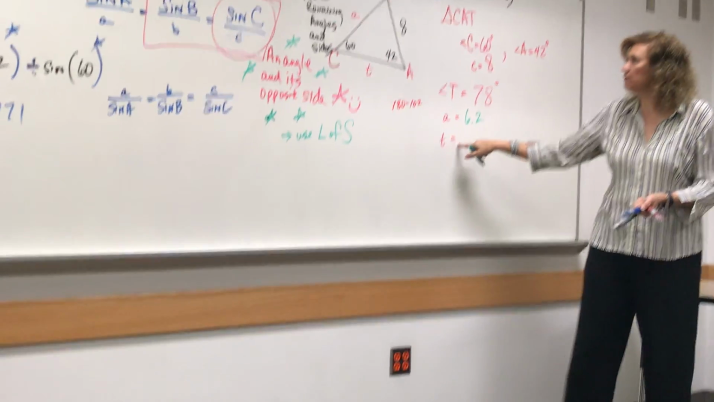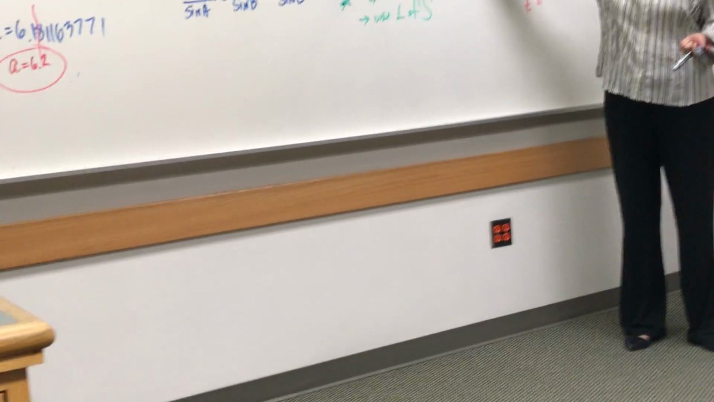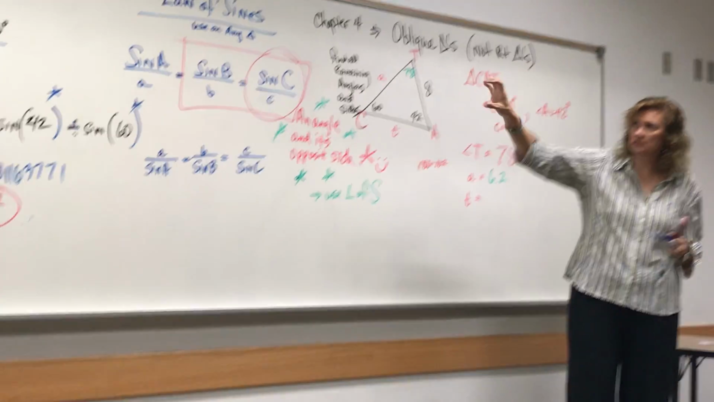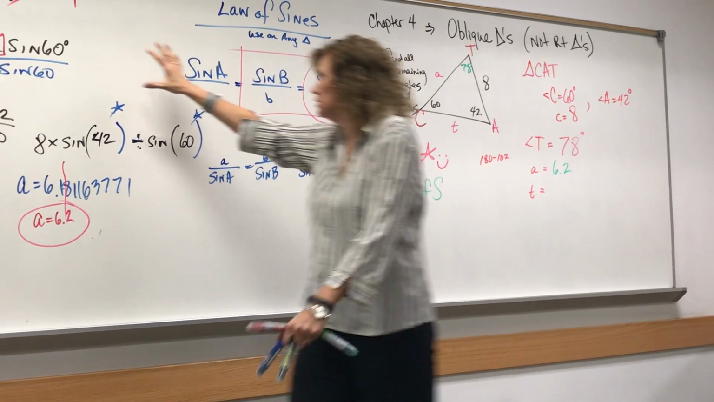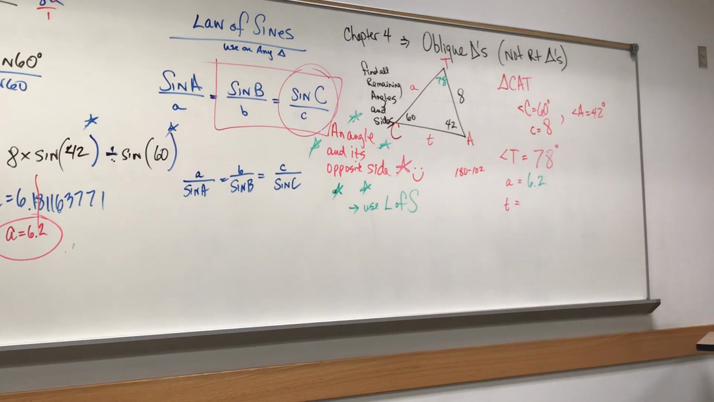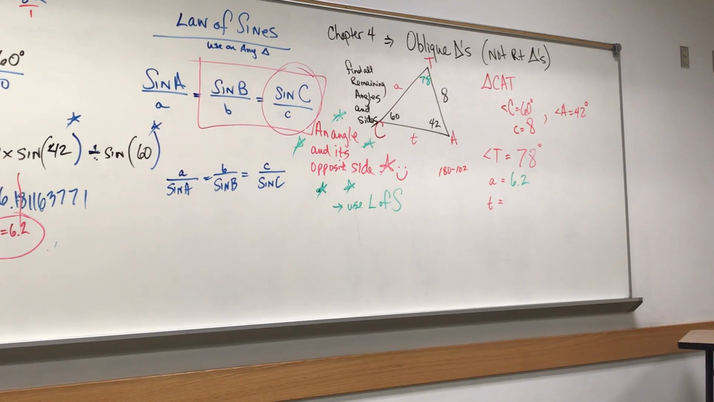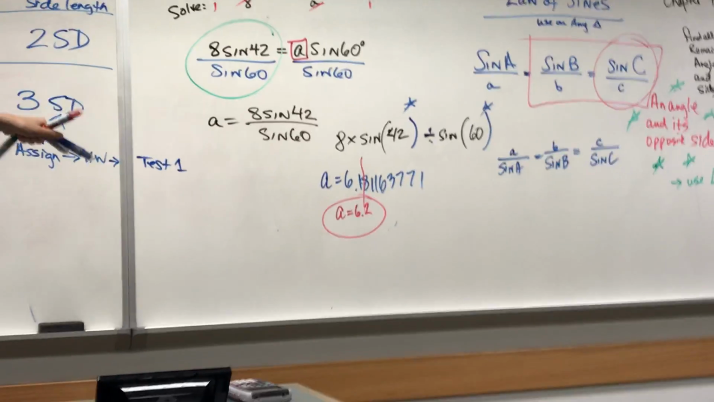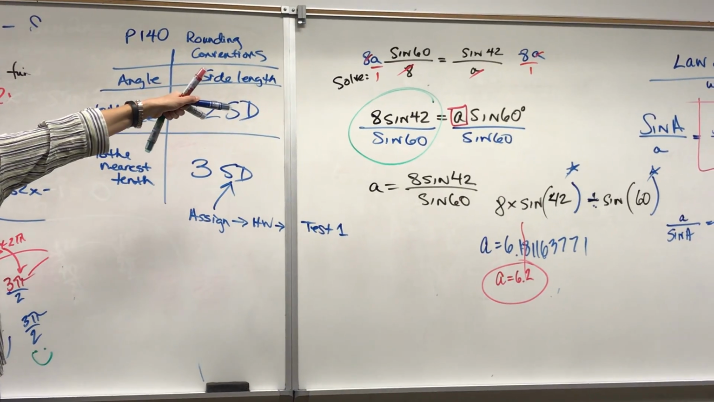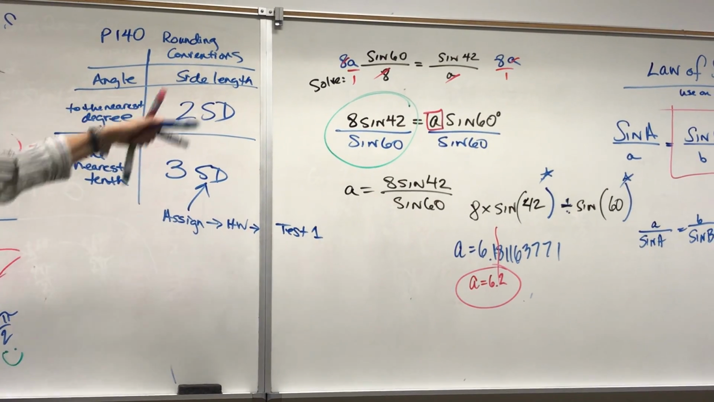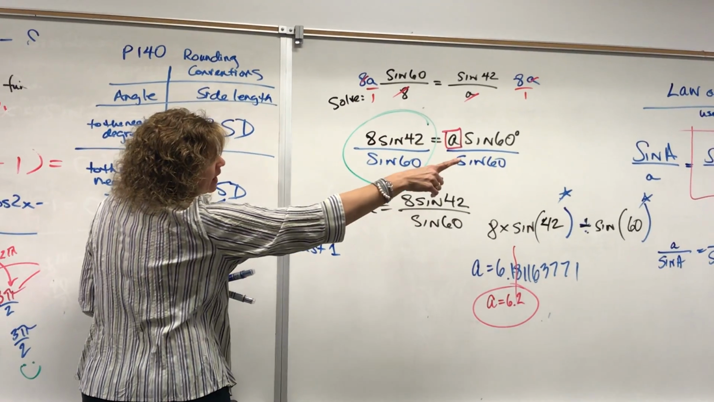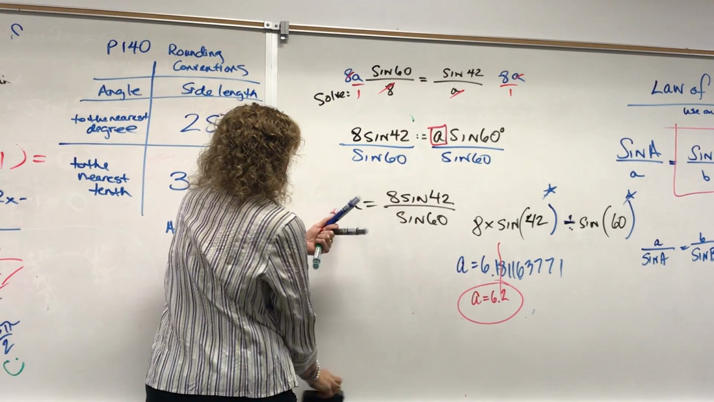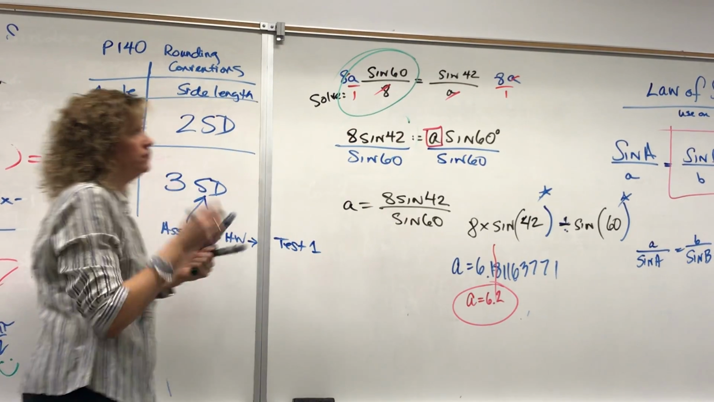Side T, we need our 78. And can we visualize how we can set up a very similar equation? It's going to be better to go back to the specific information they gave us rather than the answer we just rounded. So don't use angle A and side A, because we just rounded side A. Go back to angle C and side C, this right here, to figure out angle T.